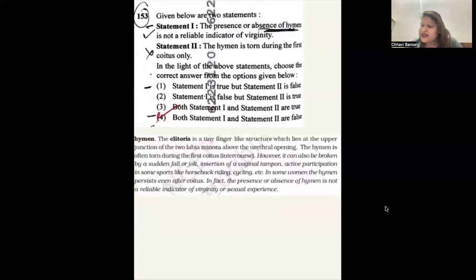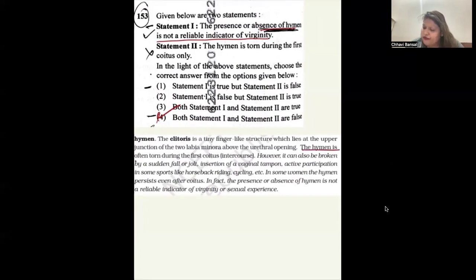So the next question is, again, this is from human reproduction. The question is, the presence or absence of hymen is not a reliable indicator of virginity. Now, you guys will remember hymen is a membrane that is covering the vagina, right? Now, initially in olden days, it was considered as an indicator of virginity, because after sexual intercourse, the hymen will break. So if hymen is intact, it means the female is virgin. But this is not true. Why? Let's see.